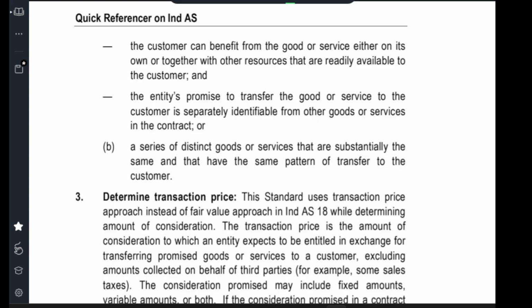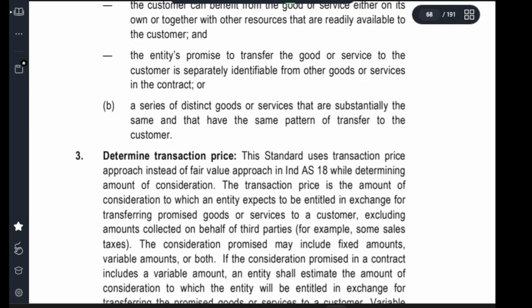Sometimes they need to transfer to the customer in a separate identifiable form. If that is contract inside, it is to be said: a series of distinct goods or a series of distinct services that are substantially the same and that will have the same pattern of transfer to the customer. How will it be transferred? A series of goods.